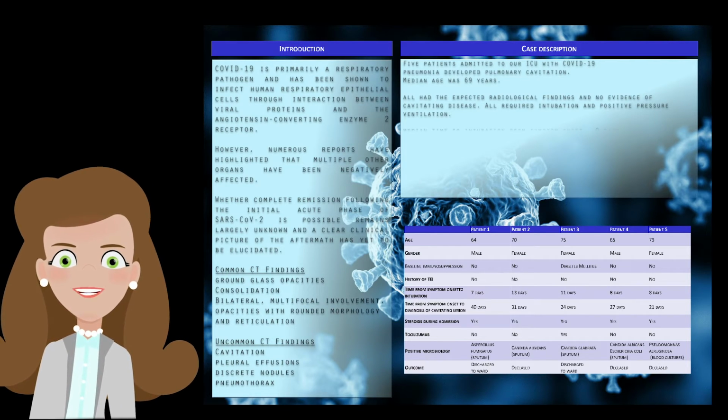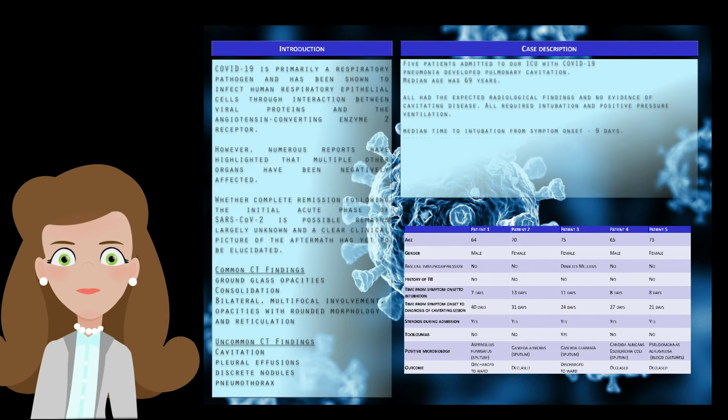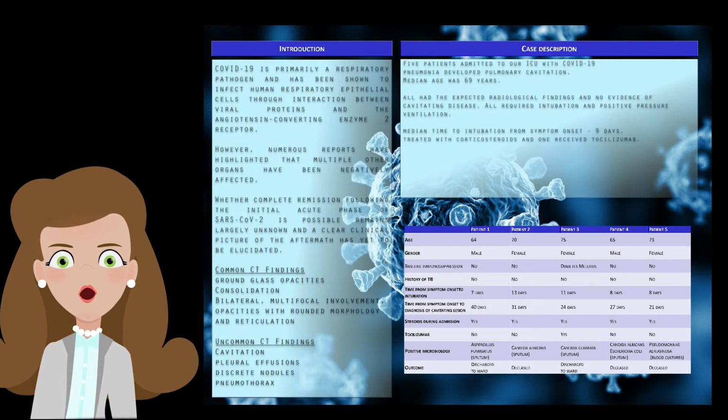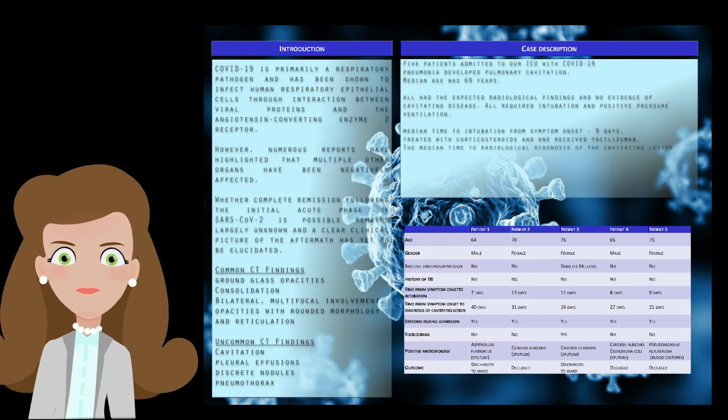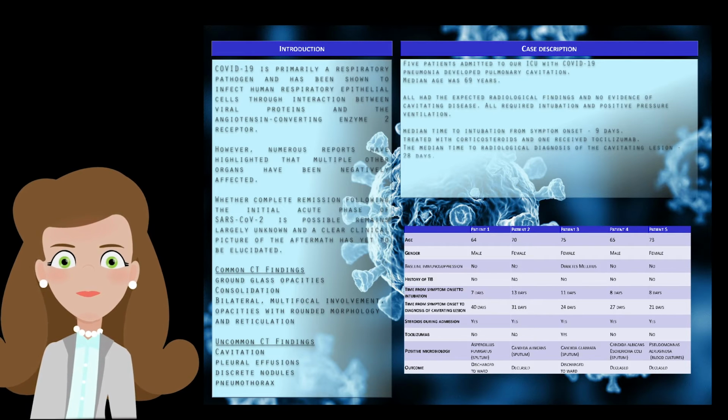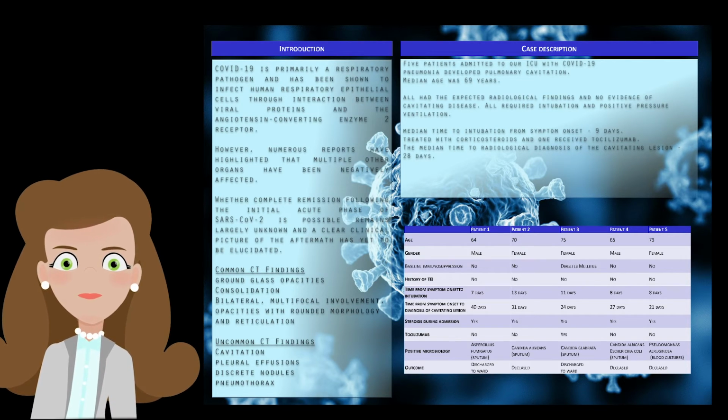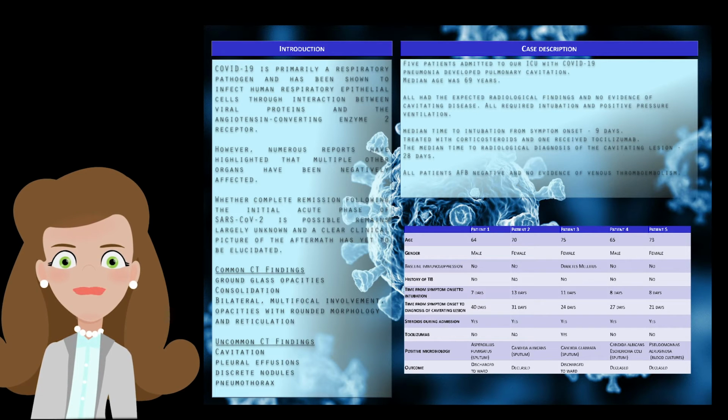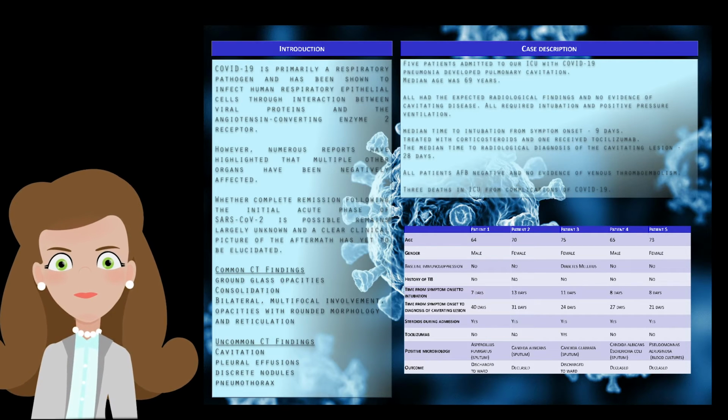The median time to intubation from symptom onset was 9 days. All patients were treated with steroids and 1 received tocilizumab. The median time to radiological diagnosis of the cavitating lesions was 28 days. 3 of the patients died in ICU from complications of COVID-19.